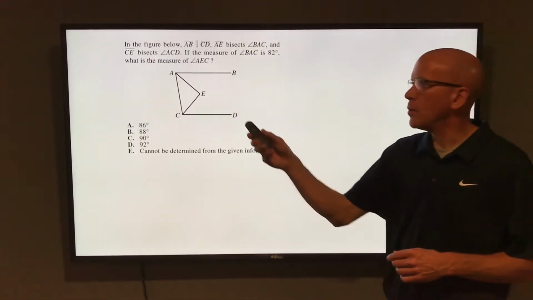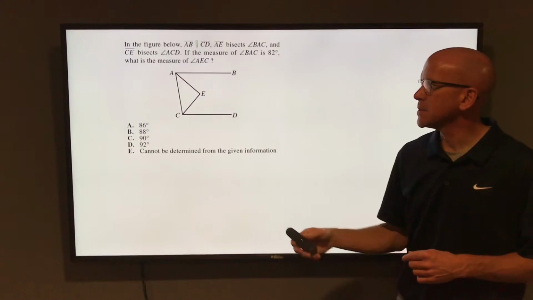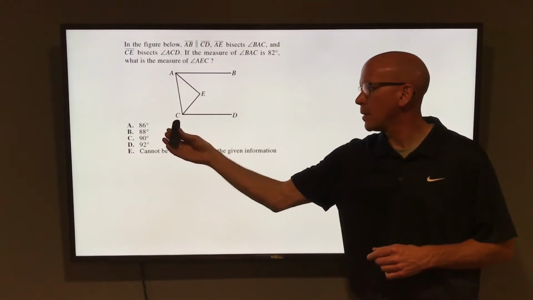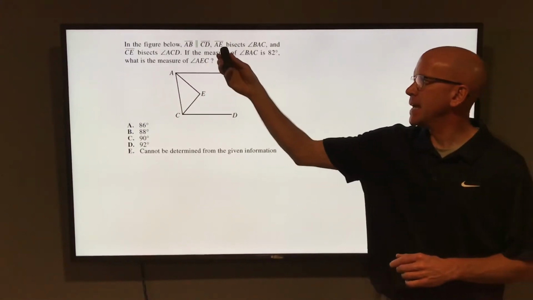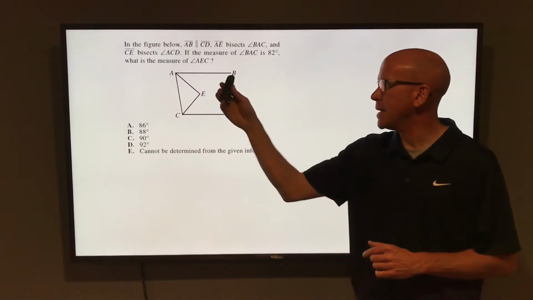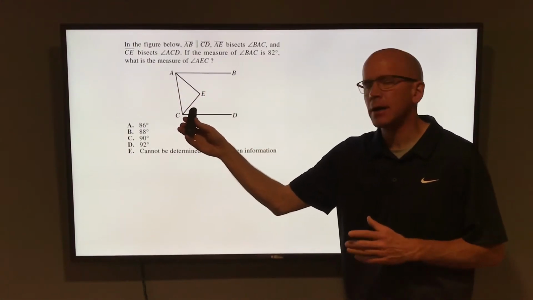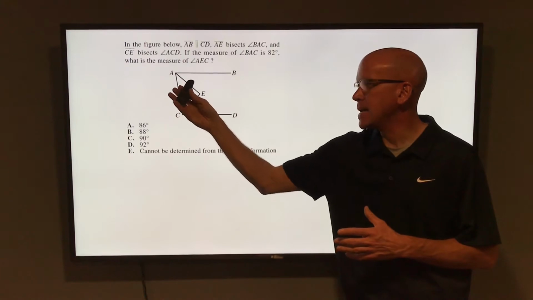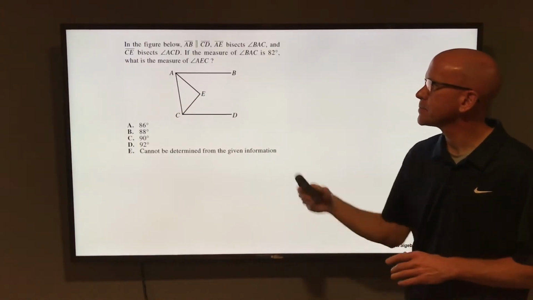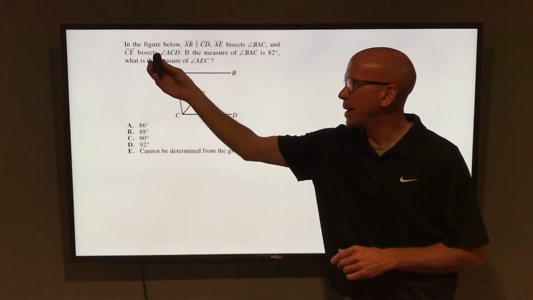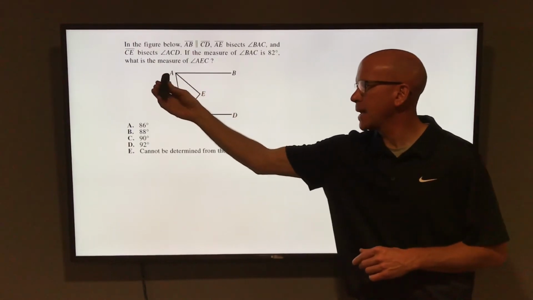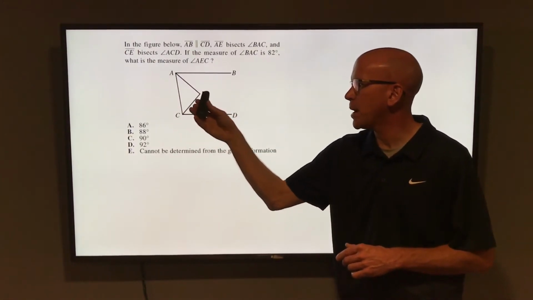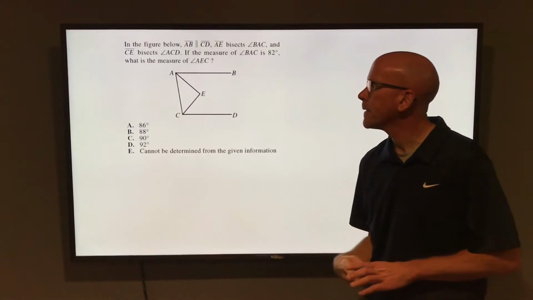In the figure below, segment AB is parallel to segment CD. So this AB is parallel to CD. Segment AE bisects angle BAC. So this big angle BAC is cut in half by segment AE. Bisect means to cut in half. And CE bisects angle ACD. So this big angle ACD is cut in half by this segment CE.